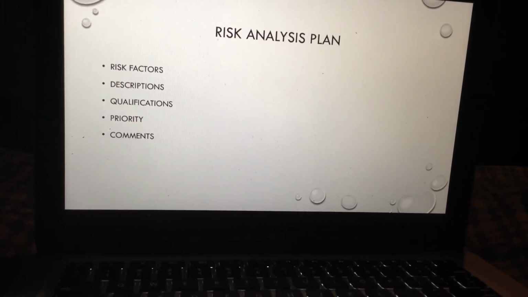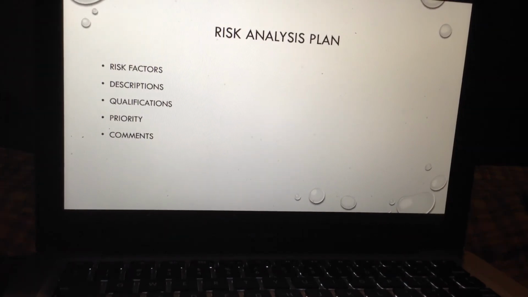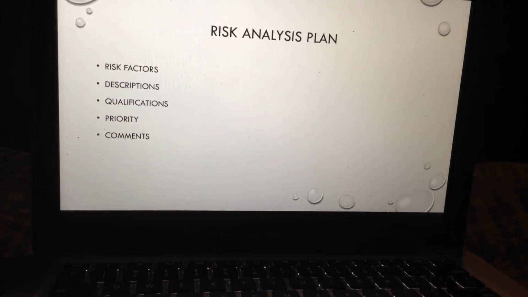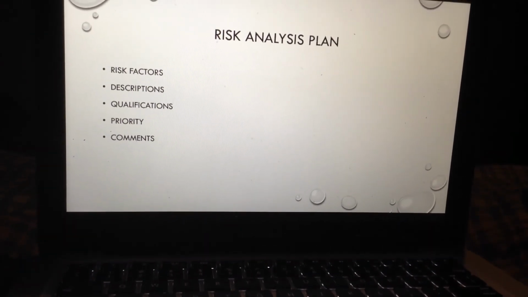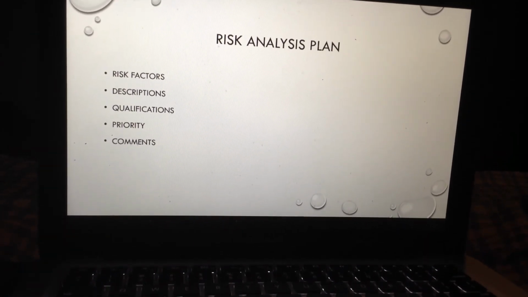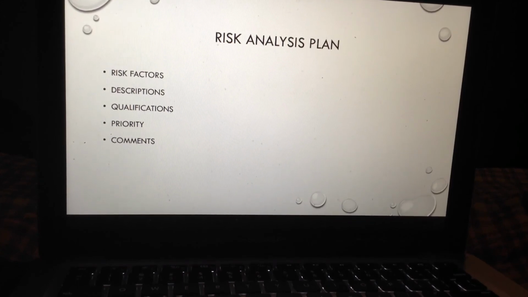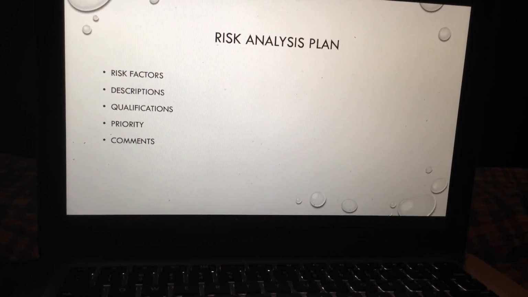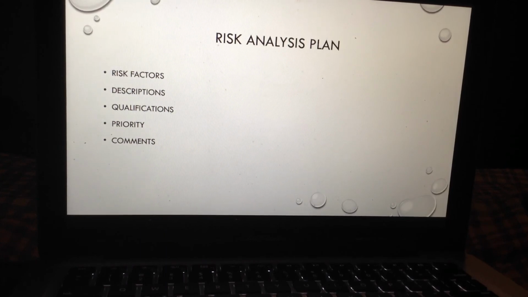So the risk analysis plan focuses on risk factors, descriptions, qualifications, priorities. I found that when it comes to budget, it can be on either end. It can be very expensive for the organization, or it can be not as expensive. It can be expensive if they do decide to invest in new clinical documentation, or it can be a fairly nice budget when it just comes to re-educating the staff members on the importance, and having the risk management team go over the process.